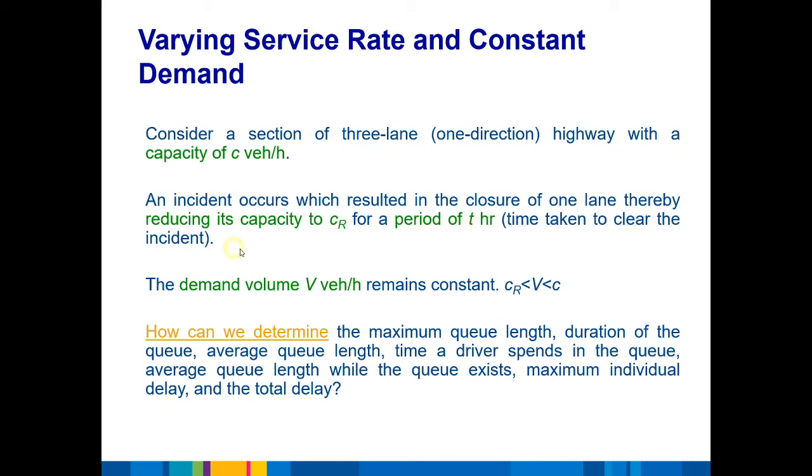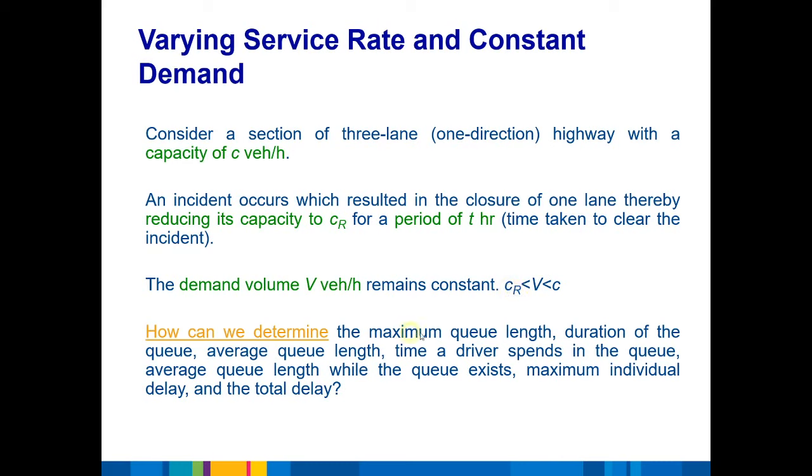This is the reduced capacity for a period of T hours. So the time taken to clear the incident is T. The starting capacity is C. The reduced capacity is CR. The demand volume remains constant over this time. And the demand volume, V, is greater than the reduced capacity, but less than the starting capacity.